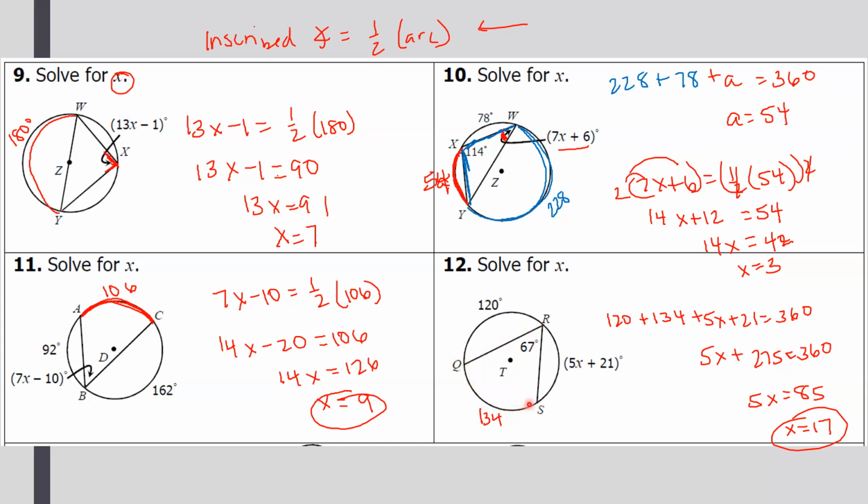And now I know the measure of arc QS, and all of the arcs in a circle have to add up to 360. So I said, okay, well, I'm going to take 120, that arc, add it to the 134 degree arc, and add that to the 5x plus 21 degree arc. Altogether, they have to add up to 360. So then I combine my like terms. I get 5x plus 275 equals 360. Subtract 275 from both sides and divide by 5. If you didn't see that initially, hopefully you see that now. And any further questions that look like this, maybe you'll have a better idea of how to set it up. Let's look at the next ones.